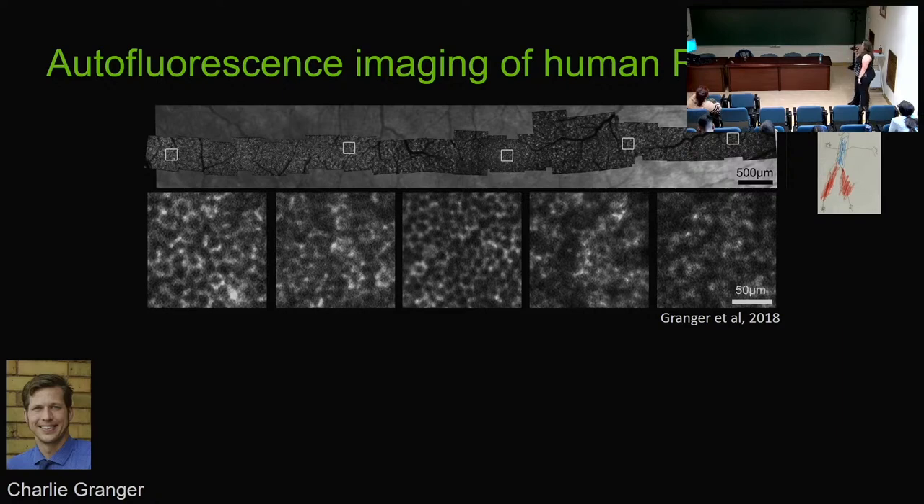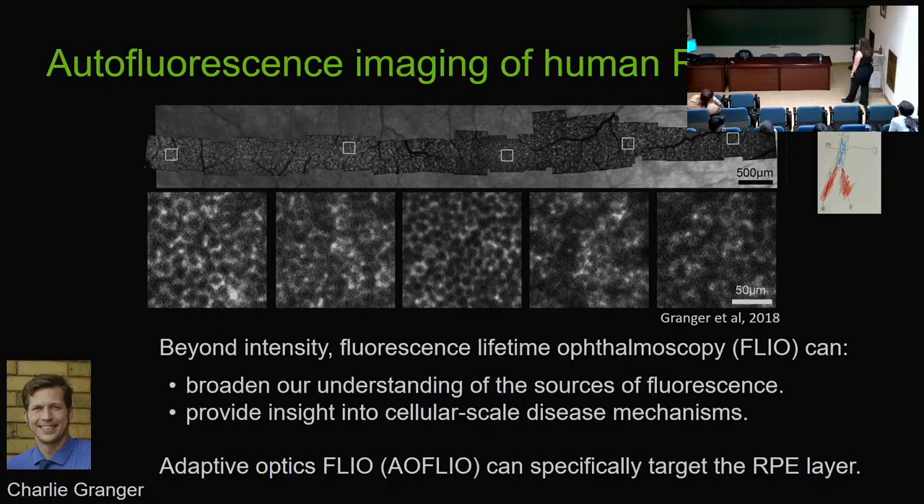And so Charlie Granger actually started this project, and he had been, for his PhD thesis, doing imaging of the human RPE mosaic with fluorescence at 532 nanometers. And he was the first to start doing fluorescence lifetime. That was then taken over by another graduate student of mine. But beyond the intensity, we could use the fluorescence lifetime to try to understand more about what changes with disease, what's going on in the retina.